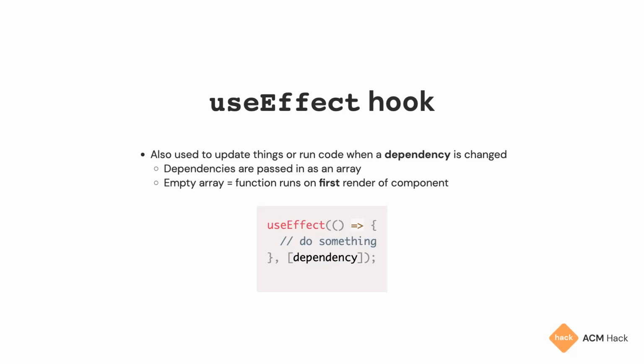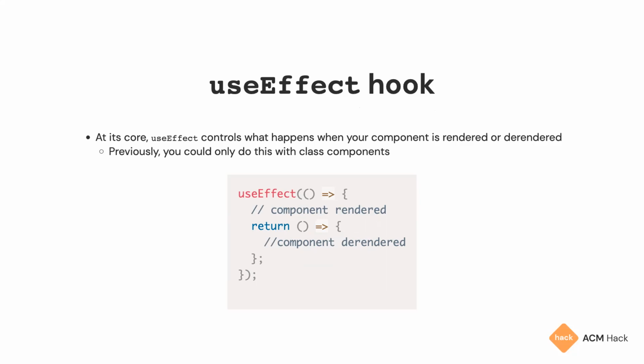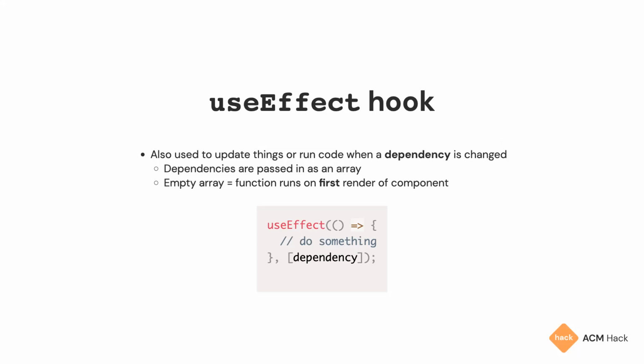And you can specify an empty array. And this is a function that runs only on the first render of a component. So in the previous example, this would run every time a component is re-rendered. So if you have stuff here, it might run over and over again as data keeps changing. But if you don't want to do that, then you can just run it once if you have this empty array here.